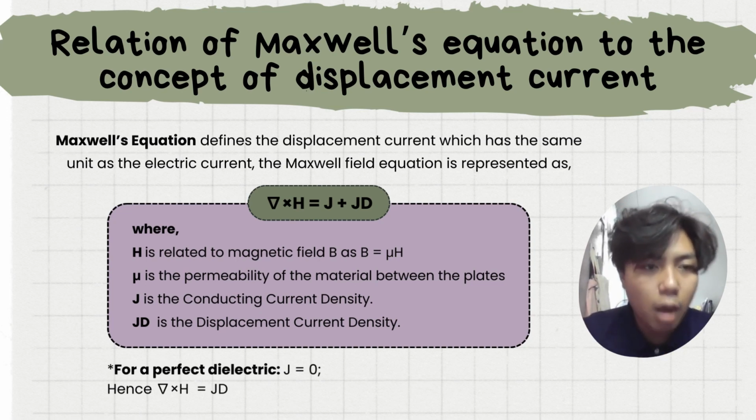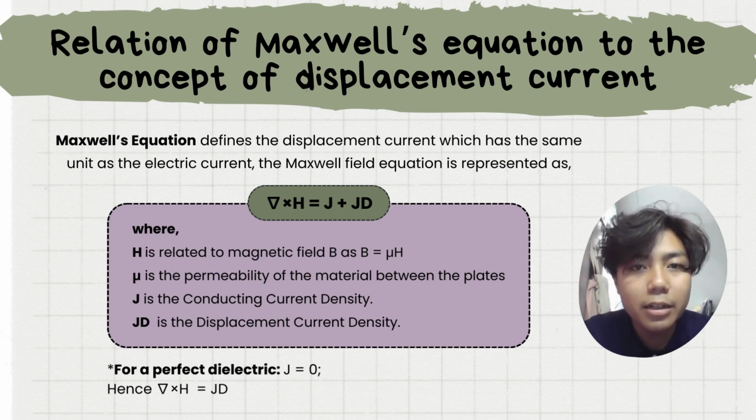So now we will explain Maxwell's equation. Maxwell's equation is defined using the displacement current, which has the same unit as the electric current. The Maxwell field equation is represented as curl cross H equal to J plus JD, where H is related to the magnetic field B, as B is equal to mu H.